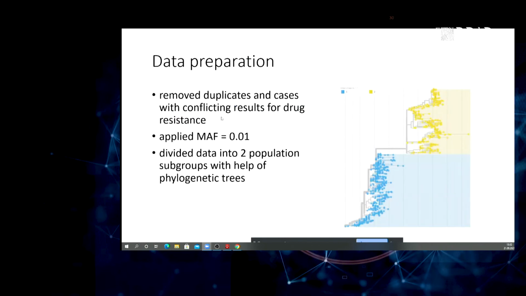At first, we removed duplicates and cases with conflicting results for drug resistance. For example, if one test system showed resistance and another insensitivity, we excluded such a case. Also, we applied a minor allele frequency filter. So we took only mutations that occur in more than 1% of samples. With the help of phylogenetic trees, we identified two population subgroups in the original data.